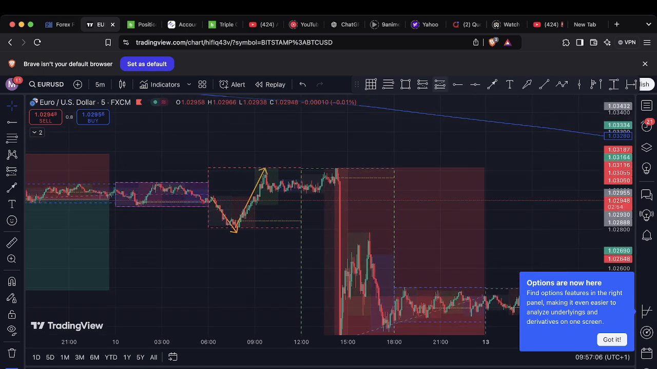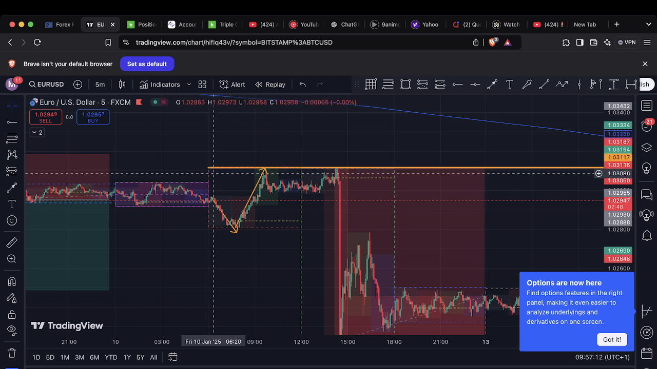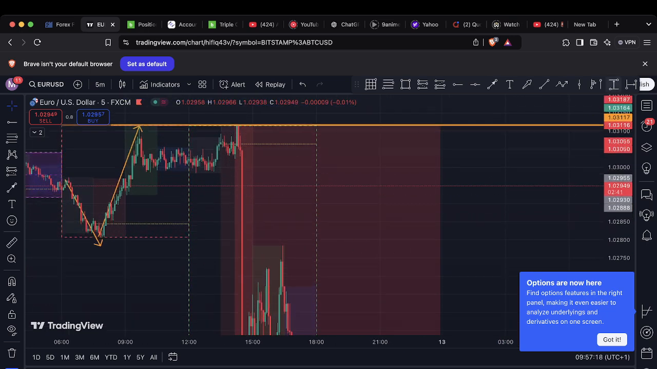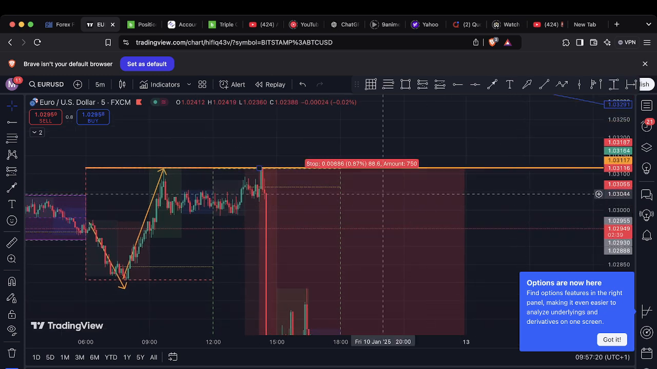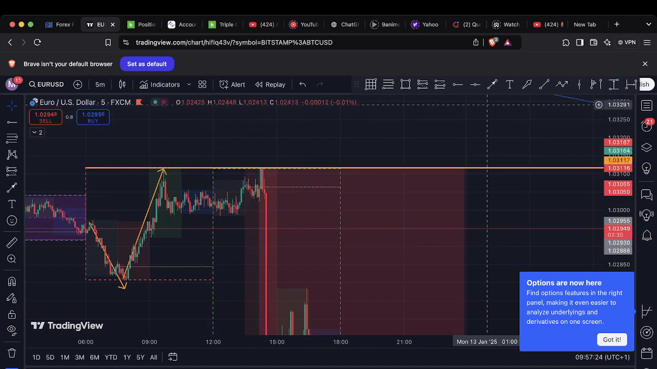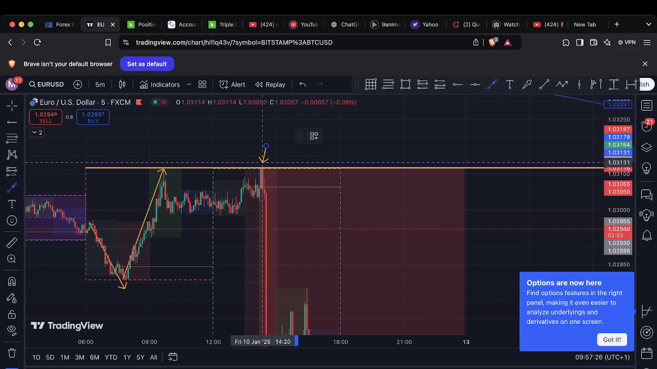is we would have waited for the market to take out the high of the Q2 of the day. The high of the Q2 of the day, which is at that level. And the market did not take it out. What did the market do? The market only came close to it, but did not take the liquidity. You see the market there?